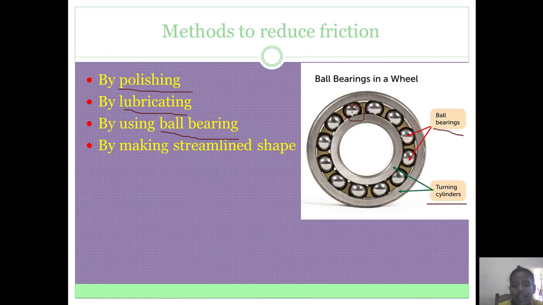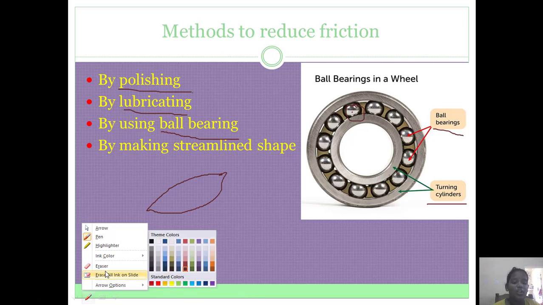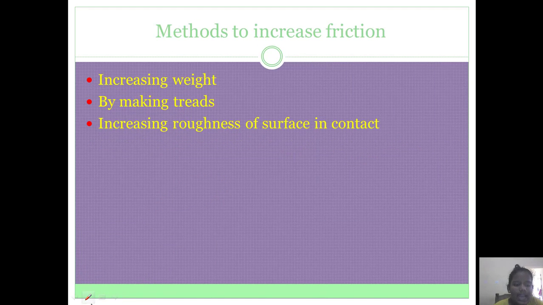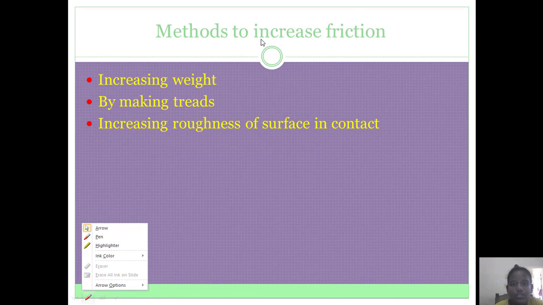Another method is making a streamline shape. What is a streamline shape? A shape in which both ends are thin and the middle part is thick. In fluid friction, objects are given a special shape in order to reduce friction. Now these are the methods we can use to increase friction.